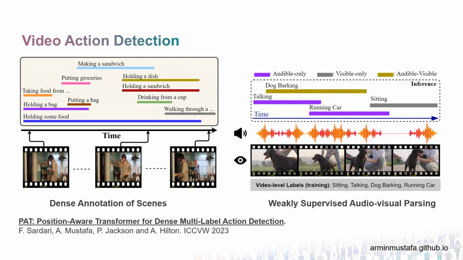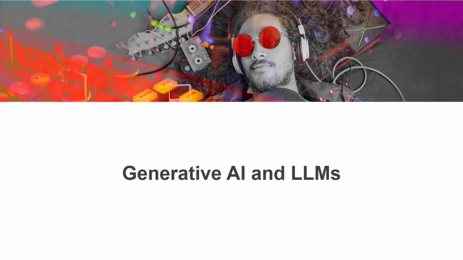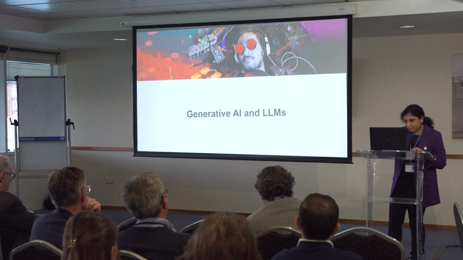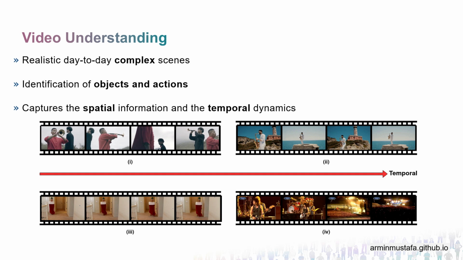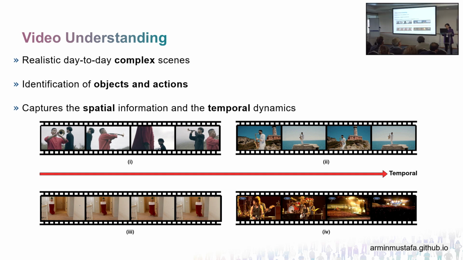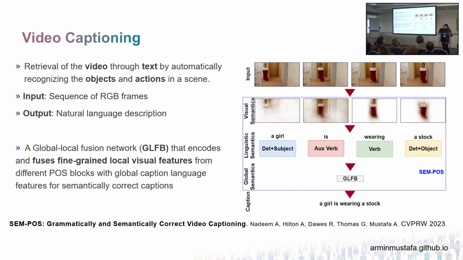Now, this was all about 4D vision, scene understanding, event detection and action detection. Now I'll move on to the generative AI and LLMs part. When we are generating captions or textual descriptions of videos, what is important is that we want to work with realistic day-to-day scenes and not very restricted, limited kinds of scenes. We want to identify objects and actions, and also capture the spatial and temporal dynamics in the video. In existing work, the captions being generated were grammatically incorrect or semantically incoherent, and some of the major information was missing. So what we have done is combine 3 different semantics together into a captioning network.